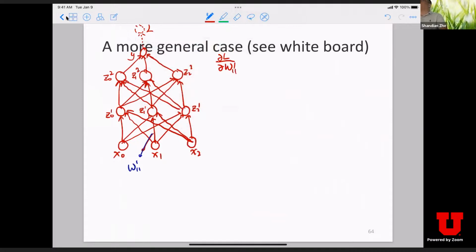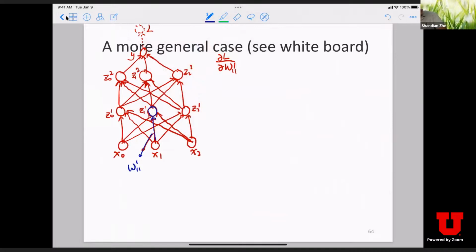Following the protocol we just mentioned, we look at where edge W111 stays, which is this edge, right? This edge points to Z11, so this is the target node. Then we look at all the paths from Z11 to the output neuron. How many paths does it have? 3, right? Because Z11 connects to all the neurons in layer 2. So you have to enumerate all the paths, right?